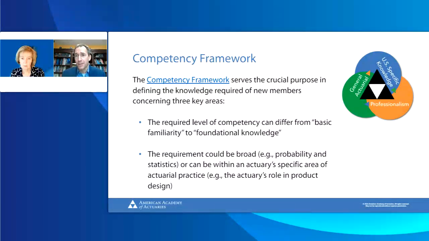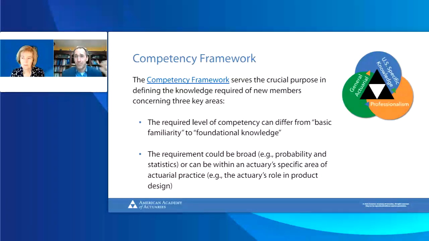The other level of knowledge that's referred to in the competency framework is foundational knowledge. Foundational knowledge means you are very aware of that topic and you are able to apply that topic in your daily work with the specific type of work that you're doing. And that's a good segue to the second piece that I wanted to highlight, that in some cases, the competency framework requires a broad knowledge. The example I'll give is, I think, competency one, which is probability and statistics.